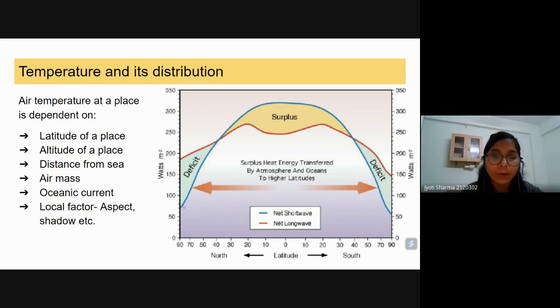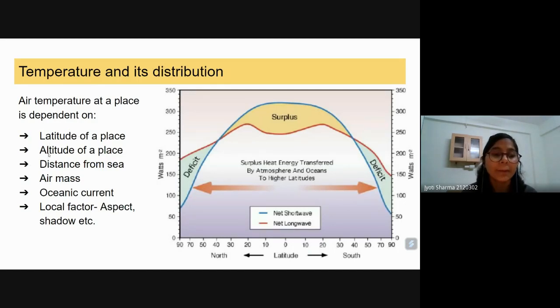But in the polar region, we get a smaller amount of short wave radiation, but the amount of outgoing radiation is higher. So here is a deficit of energy. Because there is surplus energy at the equator, the temperature will be higher there. In the deficit region, the temperature will be cooler. So air temperature is dependent on the latitude of the place.